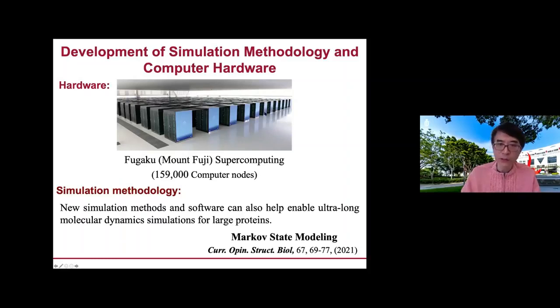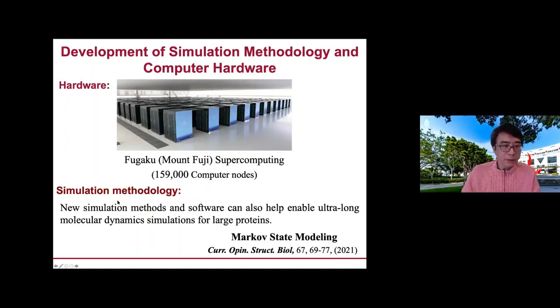So this is a picture of their server room. You can see it consists of a large number of computer nodes, and all below the floor or on the roof, you have a knot of cables connecting all these nodes. So their internal connecting speed is also very fast. So this is the hardware side.